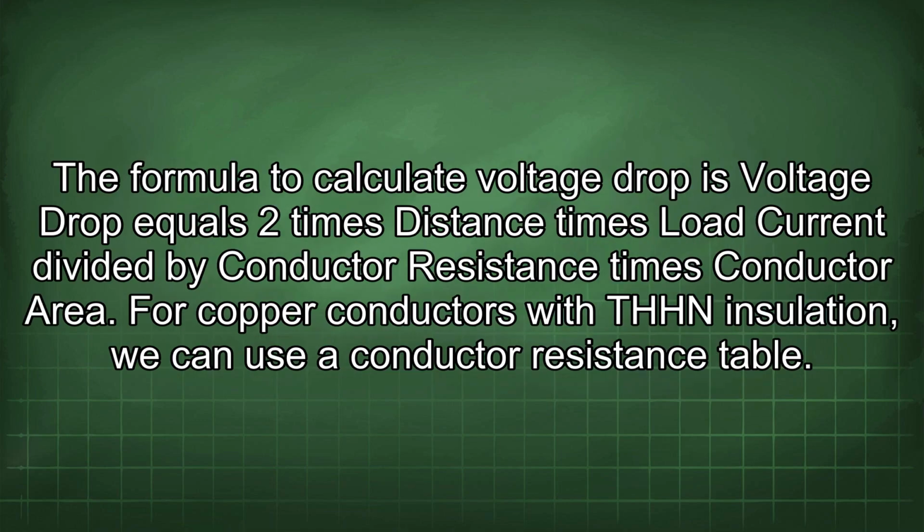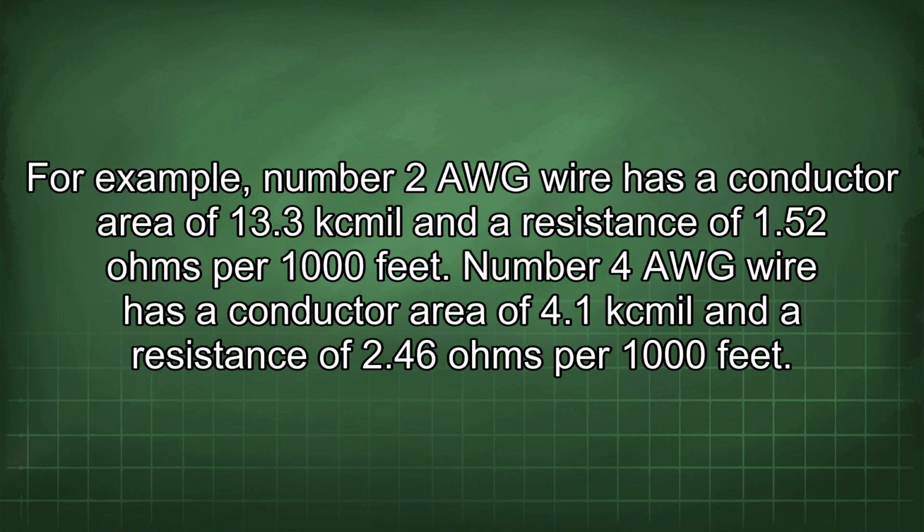The formula to calculate voltage drop is voltage drop equals 2 times distance times load current divided by conductor resistance times conductor area. For copper conductors with THHN insulation, we can use a conductor resistance table. For example, number 2 AWG wire has a conductor area of 13.3 kcmil and a resistance of 1.52 ohms per 1000 feet. Number 4 AWG wire has a conductor area of 4.1 kcmil and a resistance of 2.46 ohms per 1000 feet.